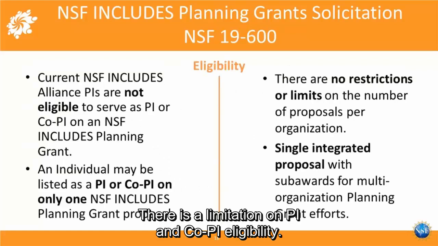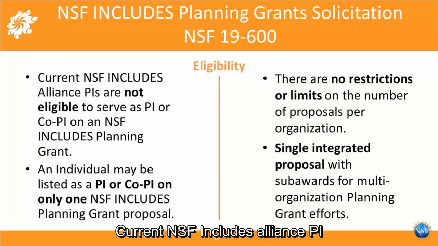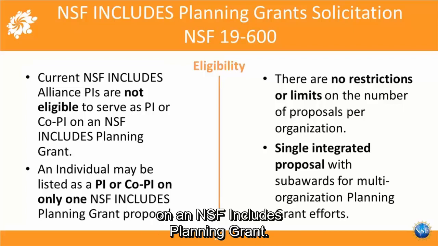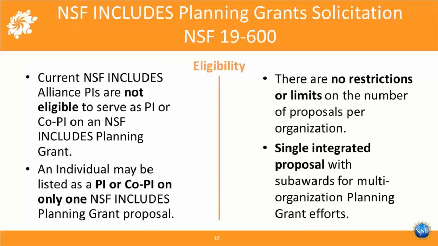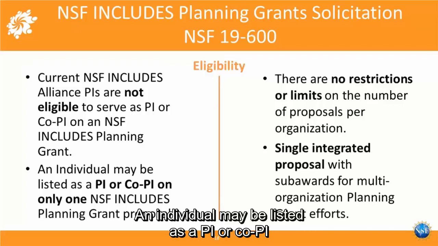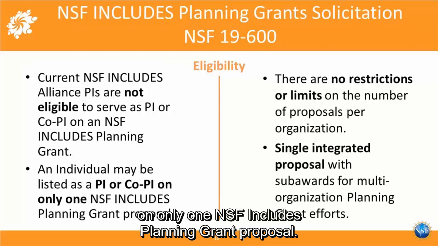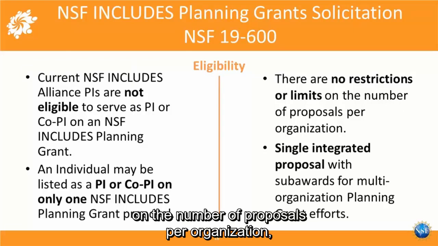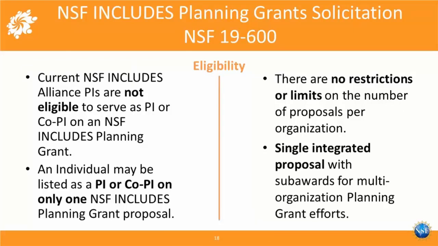There is a limitation on PI and co-PI eligibility. Current NSF Includes Alliance PI and co-PIs are not eligible to serve as a PI or co-PI on an NSF Includes planning grant. An individual may be listed as a PI or co-PI on only one NSF Includes planning grant proposal. There are no restrictions or limits on the number of proposals per organization.